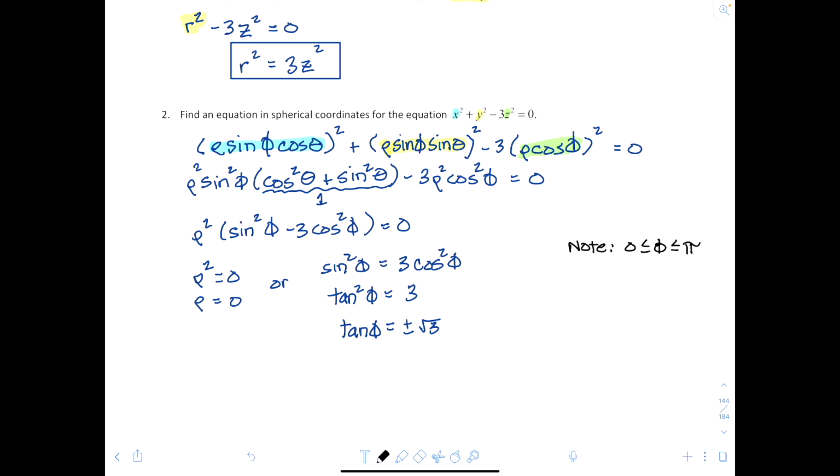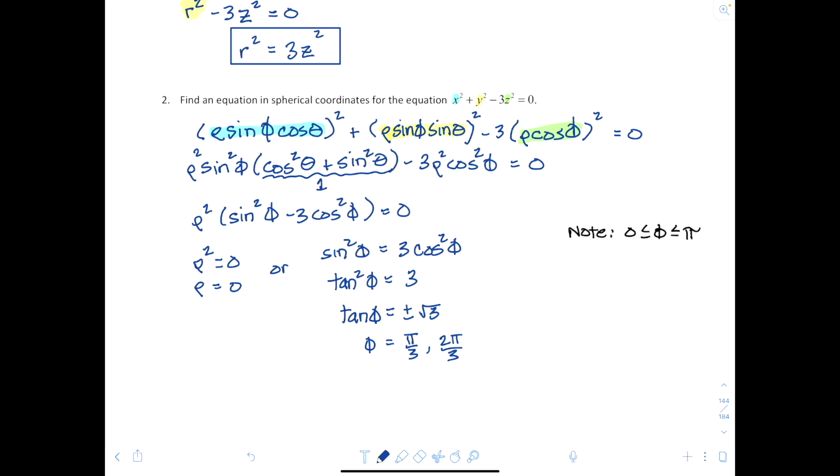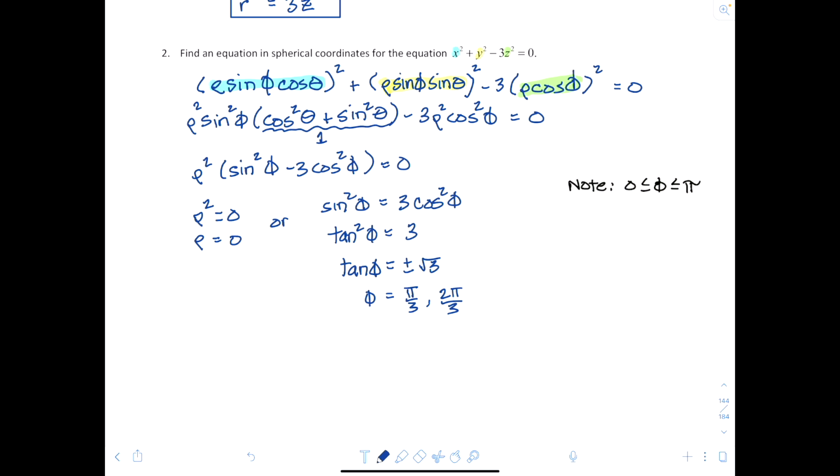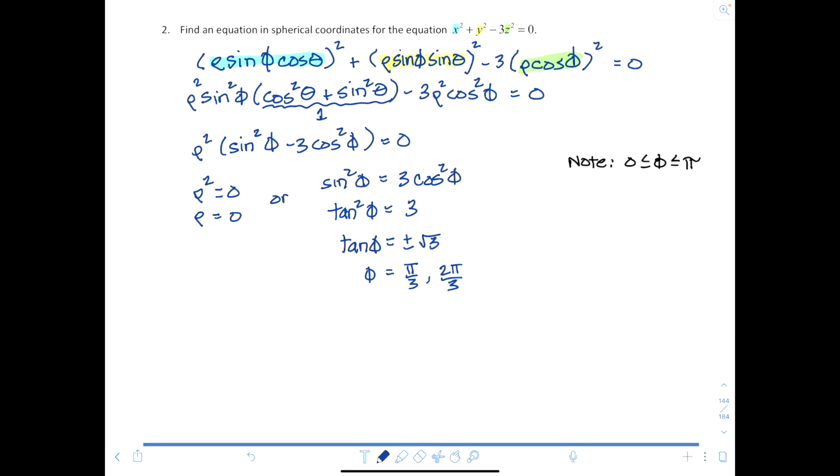And so solving for this equation, phi will equal pi over 3 for the positive root 3, and then in the second quadrant, good, we would have 2 pi over 3. Groovy? Now, what you end up having here is an elliptic cone, okay, in 3D.